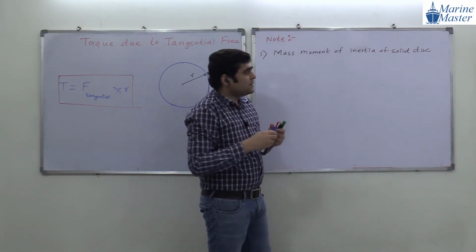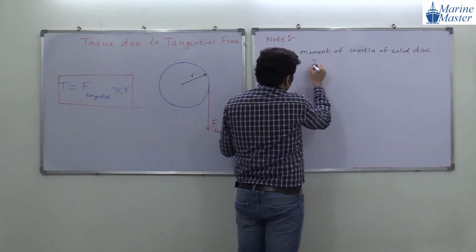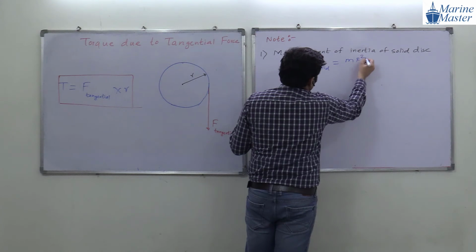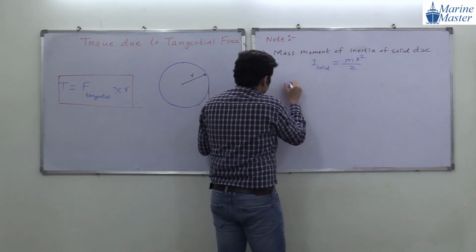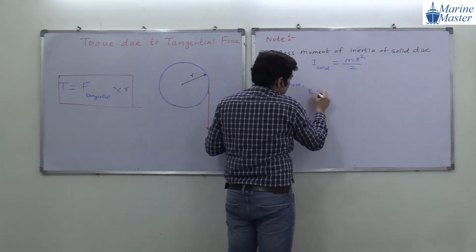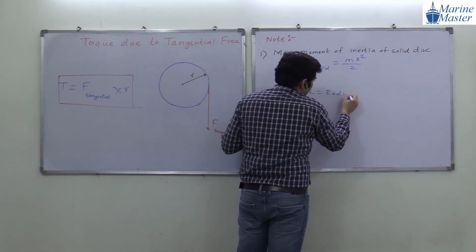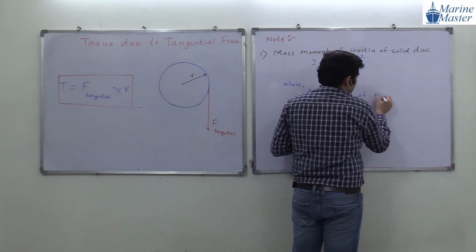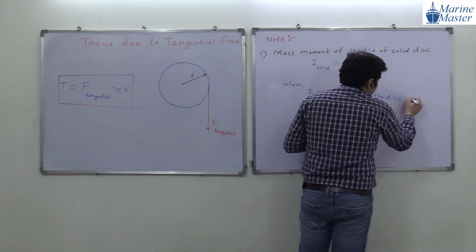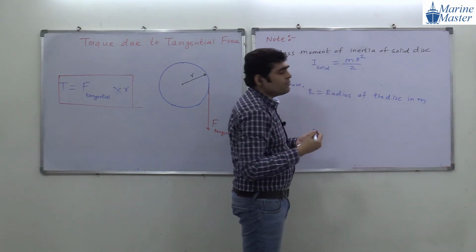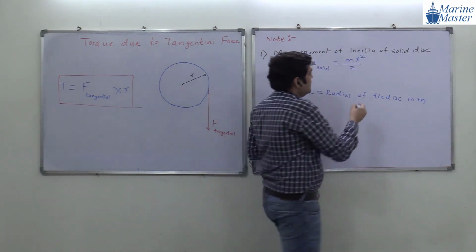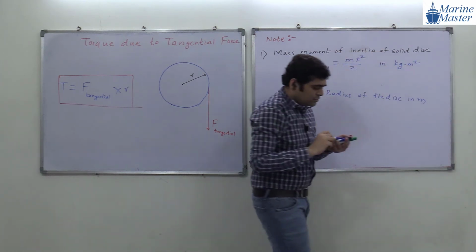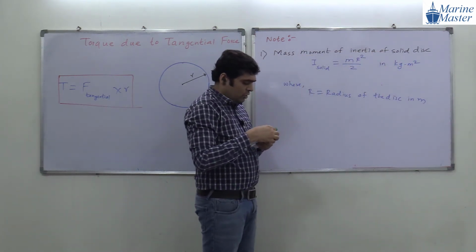So I solid will be equal to what? For a solid disc, it is m r square by 2, where r stands for the radius of the disc and m means mass. The radius is in meter. And what is the unit of I, guys? In kg meter square. Everyone see the unit. So this is the mass moment of inertia of solid disc.